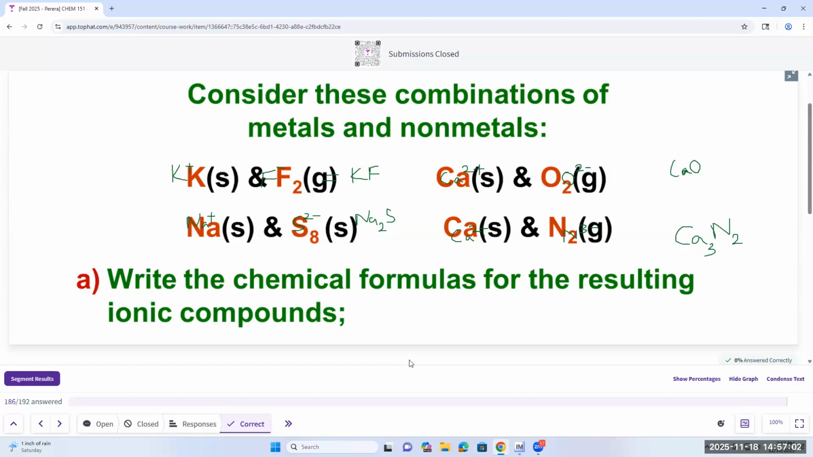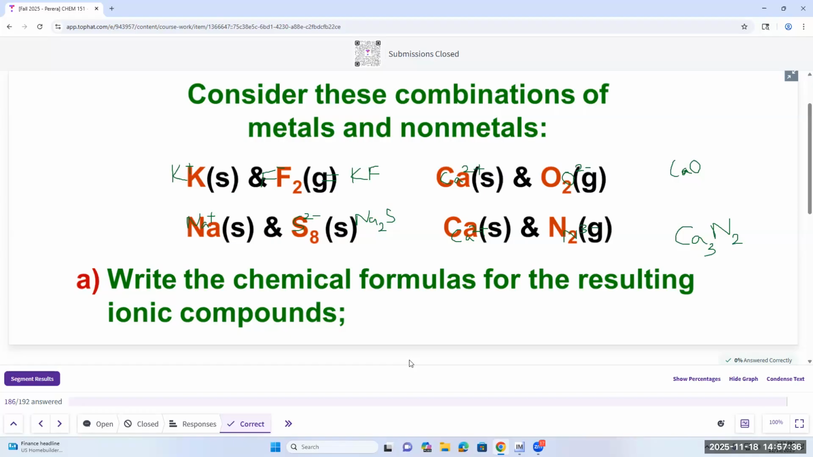Laila, go ahead. Like the word endings for the anion, when we say the names of the ionic compounds, how do we figure out their names? Oh, so the cation names remain the same. For example, sodium with sulfur, right? Sodium remains the same. For sulfur, you're going to add the "ide" suffix. It's going to be sodium sulfide, and then calcium oxide, calcium nitride, "ide."